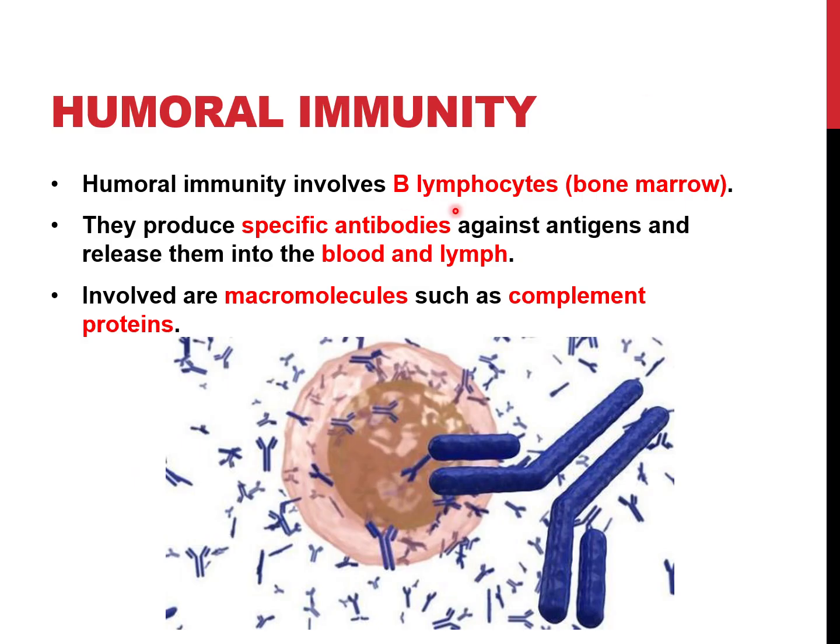So humoral immunity, what is it? It involves B lymphocytes specifically, and they're going to mature in the bone marrow. They produce specific antibodies. These Y-shaped proteins are the antibodies, and they really do all of the work. The B lymphocytes just differentiate and produce them. They're released into the blood and the lymph, and then they'll eventually find the pathogens and destroy them. There are other macromolecules that are involved too, such as the complement protein.